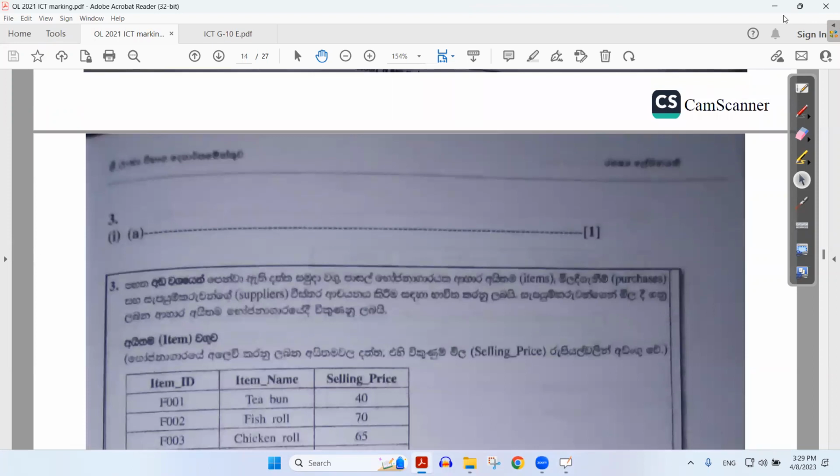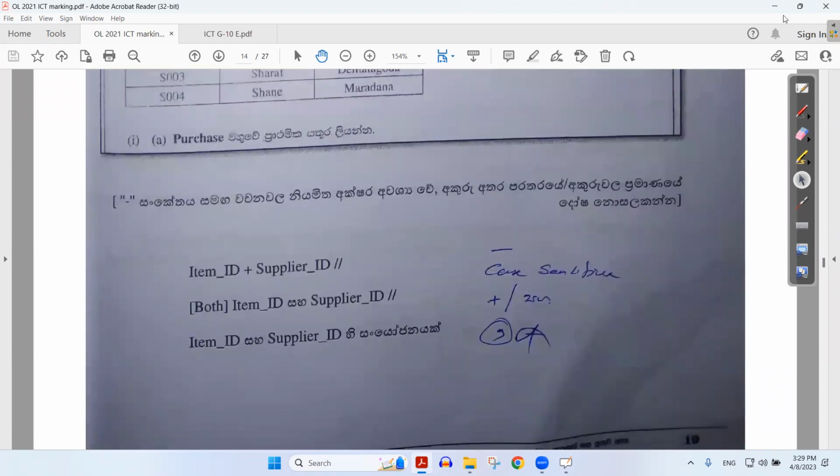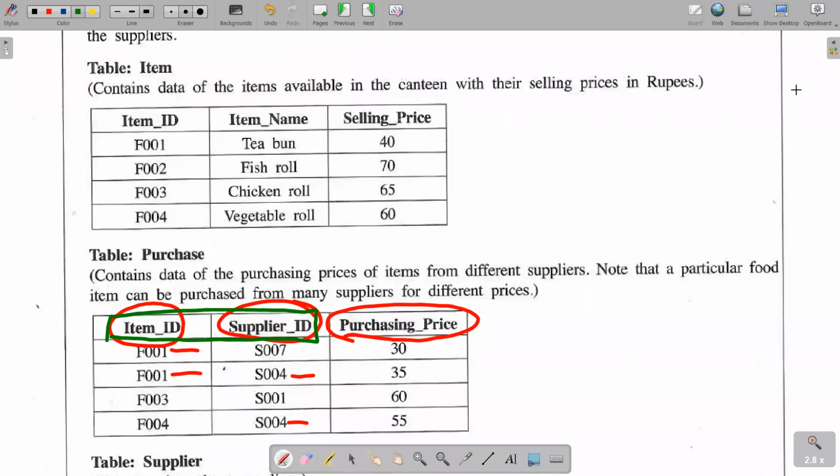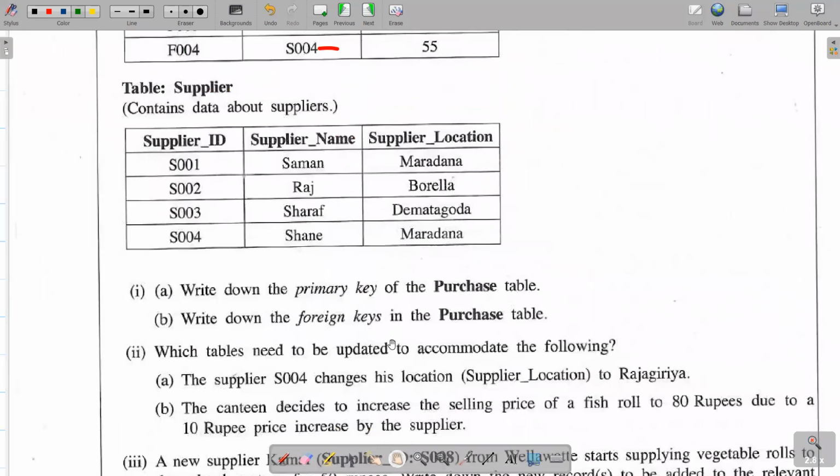Let's cross check. Yeah, in the first part, it's like this. So 1 mark is given if you have written this, and see whether you got it. Right, and number 2 was talking about writing down the foreign key in the purchase table.